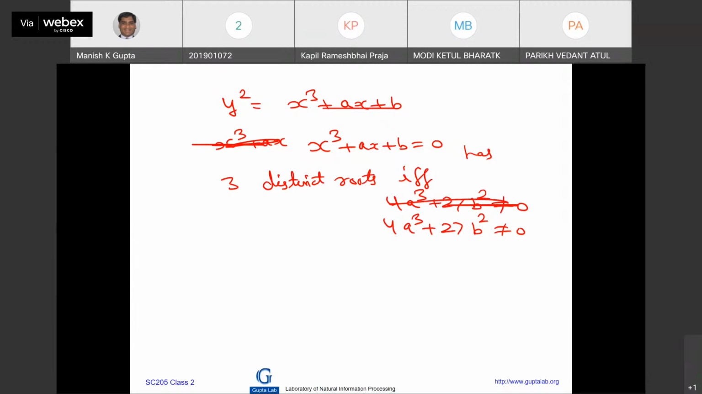So these roots are important, depending on what kind of roots you are going to get. You will get three distinct roots provided this condition is satisfied. And I want the distinct roots so that we can talk in terms of groups. So I should just mention that if 4a cube plus 27b square is equal to 0, it is known as a singular elliptic curve.